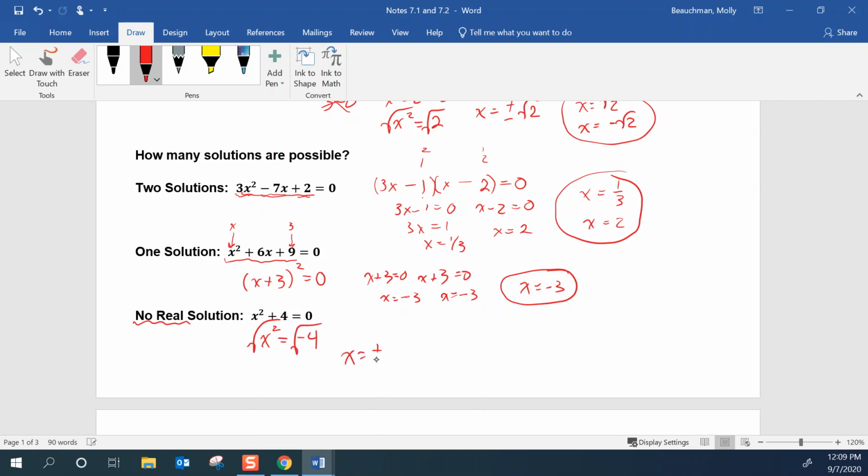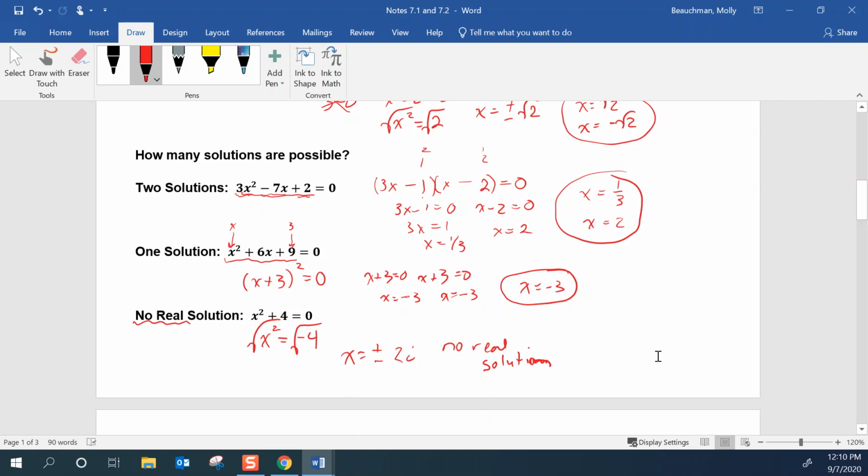X is equal to positive or negative the square root of -4, which is not a real number. It's an imaginary number. So it's actually 2i. So we call it no real solution. Or if you're going to work in complex numbers, your two solutions are positive and negative 2i. But for us, at this time, it's no real solution.